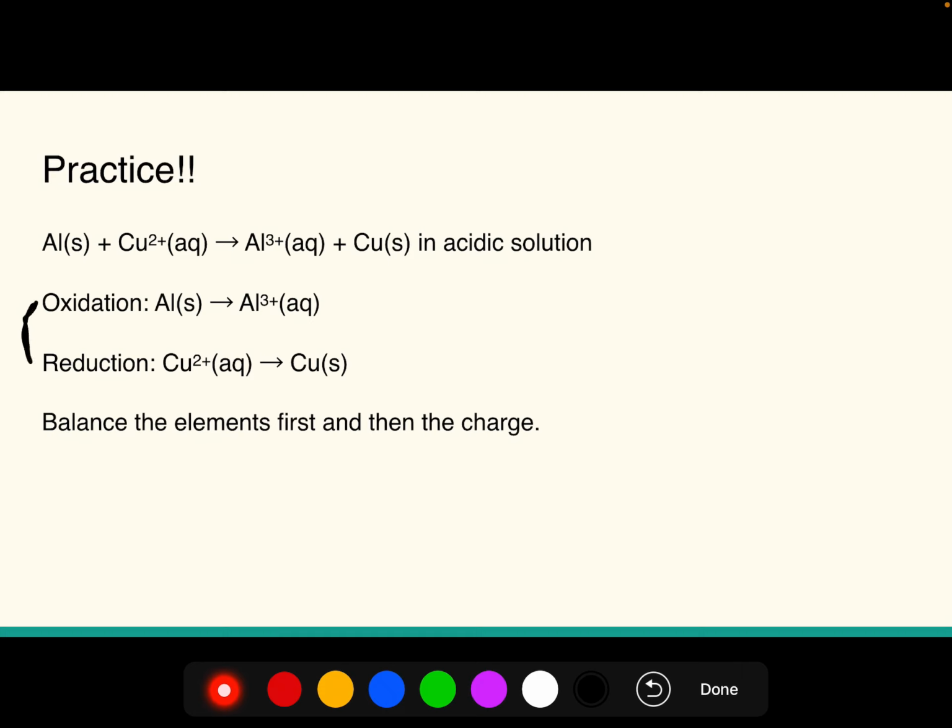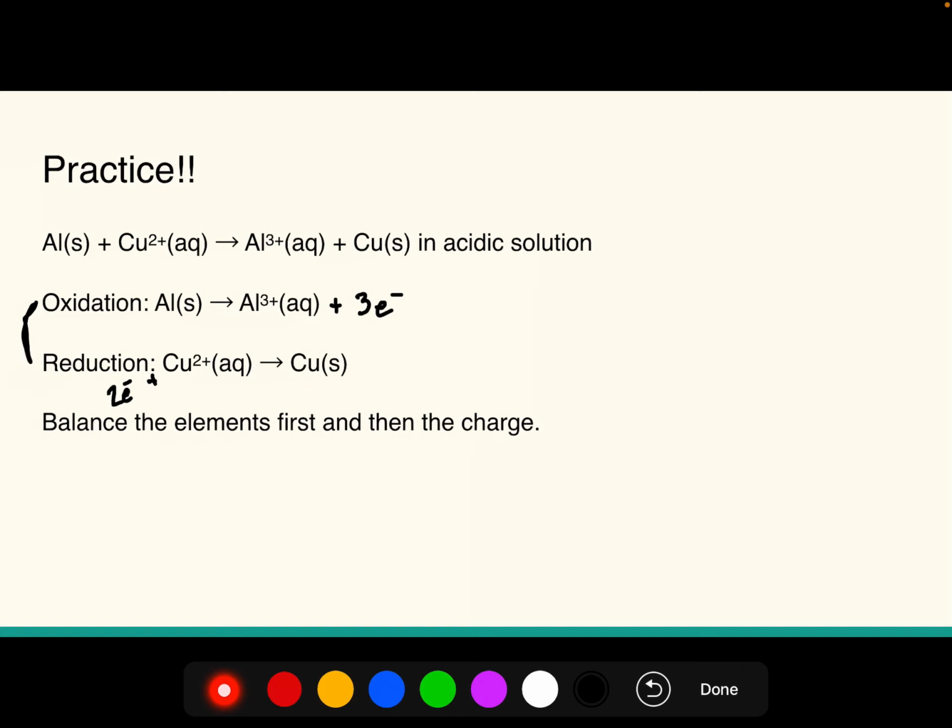Then the first thing you do is balance all the elements that are not hydrogen and oxygen. Then you would balance hydrogen and oxygen, which in this case there isn't any. And the last thing you do is balance the charge. To balance the charge, we add electrons to make both sides of each reaction equal. On the top one, the aluminum 3+ needs 3 electrons on that side so that the left side and the right side of the reaction have a 0 charge. Then over here, we'll add 2 electrons.